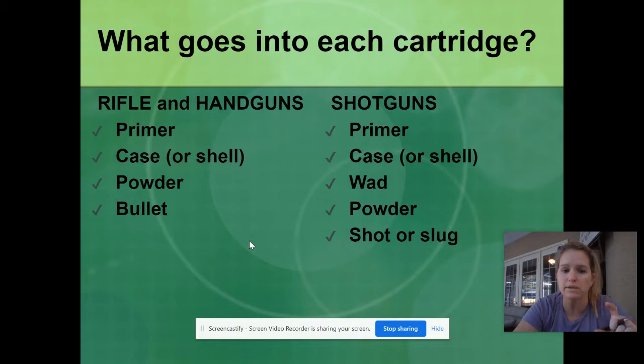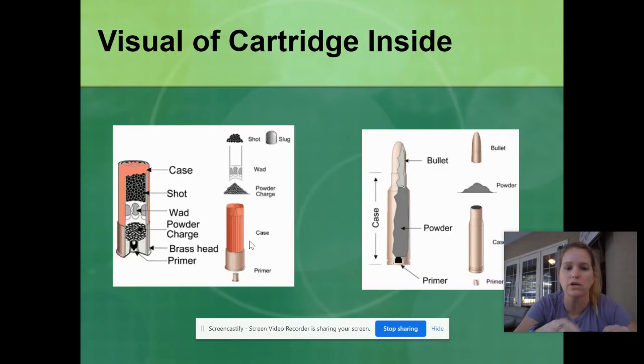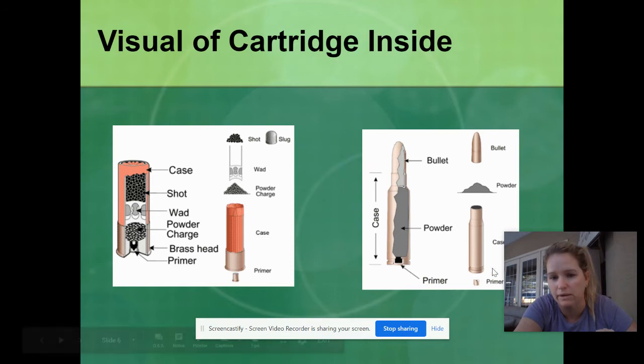The bullets can be the same type, but let me just show you real quick. So here's what they look like. On the left-hand side is what the shotgun cartridge looks like, and on the right-hand side is what a rifle or a handgun or a pistol would look like. This on the right-hand side, that's actually a rifle round. You wouldn't put that in any kind of handgun as I'm looking at it. Okay, it's just so you guys can see all the different pieces.